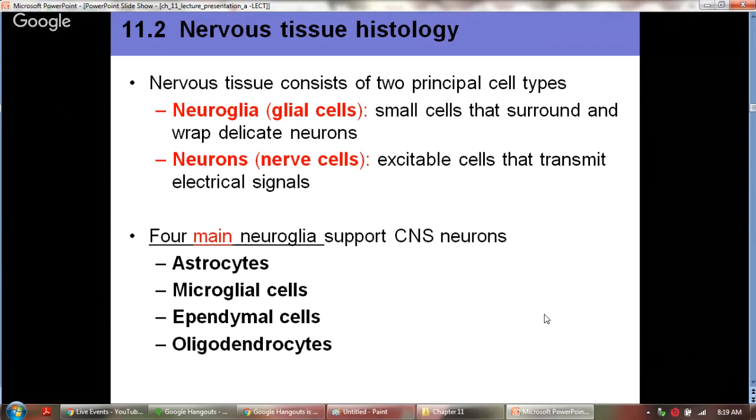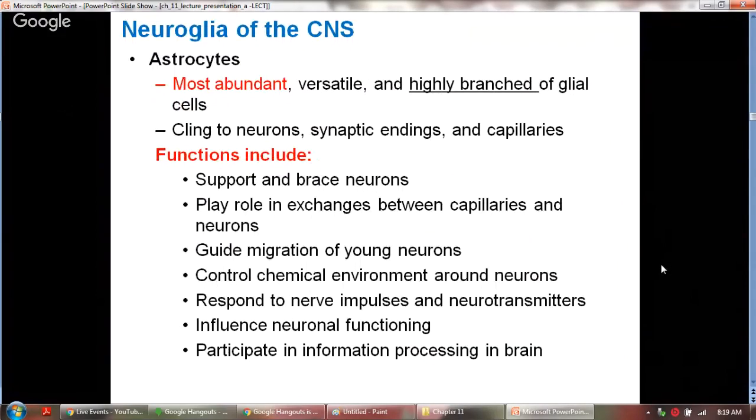When we dig into the glial cells, there are four types of glial cells which support the central nervous system. They are astrocytes, microglia cells, ependymal cells, and oligodendrocytes. So let's look into them separately.